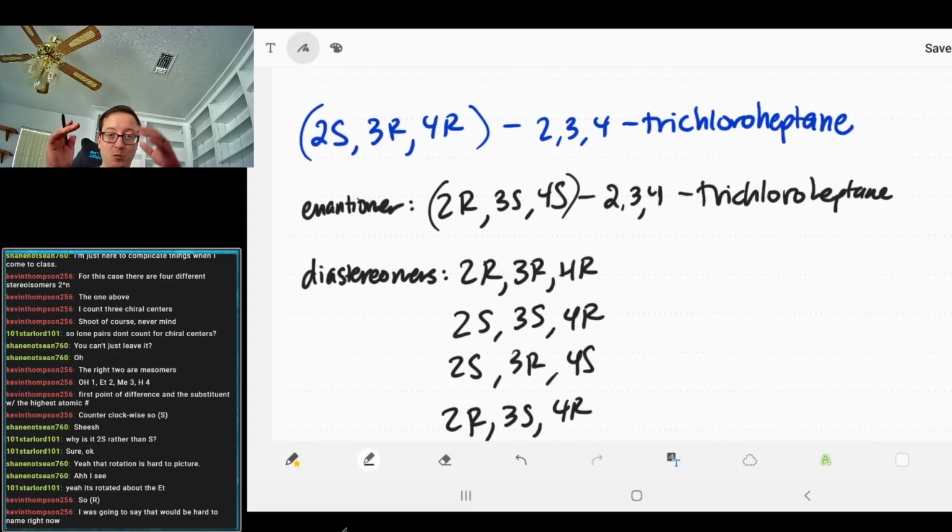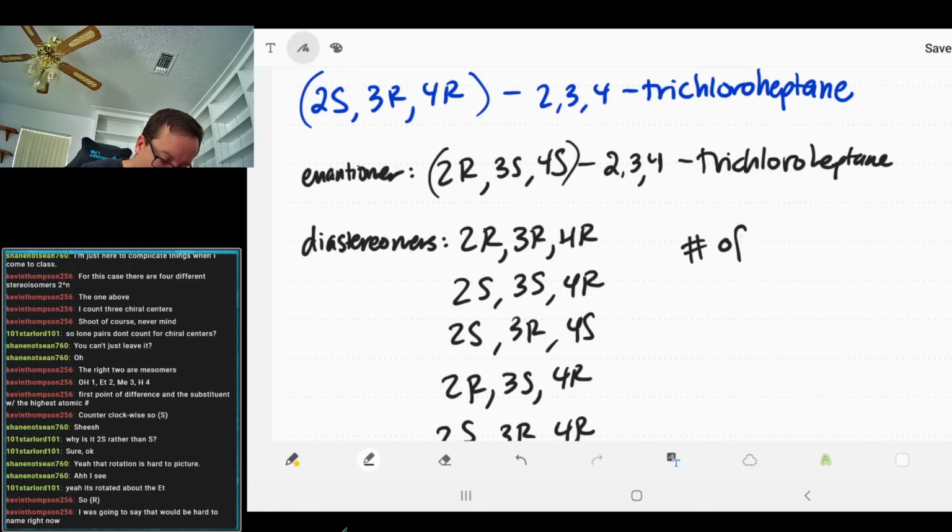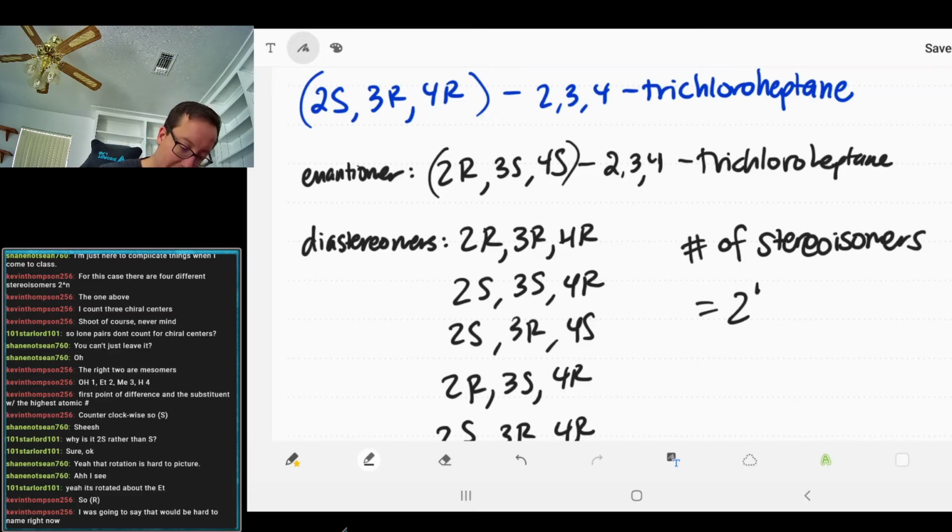So enantiomer, you have one pair. Everything is swapped. Diastereomers of this molecule would be any other combination where one thing or more is switched, but not everything. Kevin had mentioned earlier your number of stereoisomers is 2 to the n, where n equals the number of stereocenters. So we have 3 stereocenters in this molecule, so we're going to have 8 total stereoisomers.